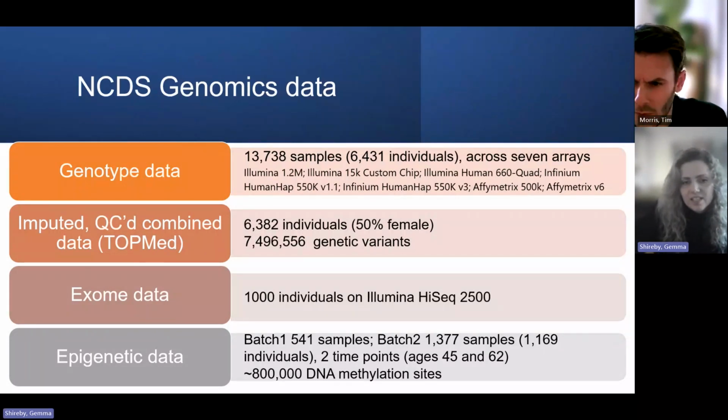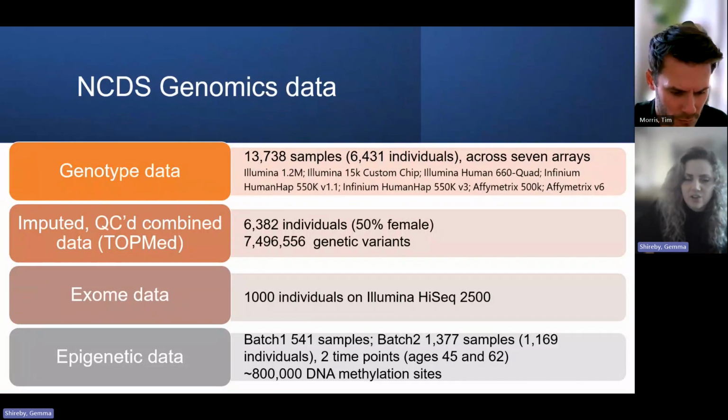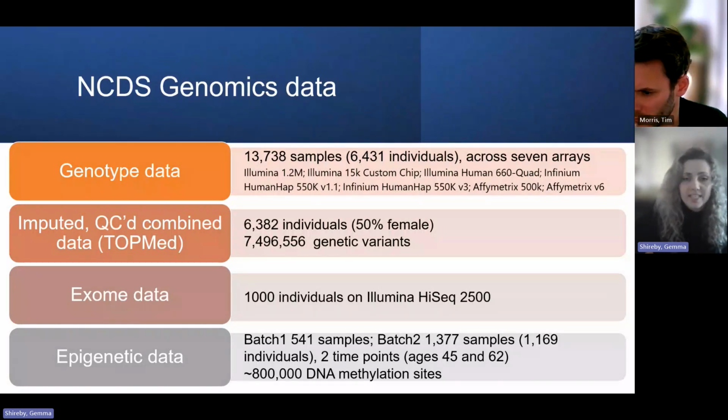So there are slightly fewer genetic variants than the MCS data, but this is what you would expect when you're combining across so many different genotyping chips. As well as that, we have some exome data for 1,000 individuals, and we also have some epigenetic data.